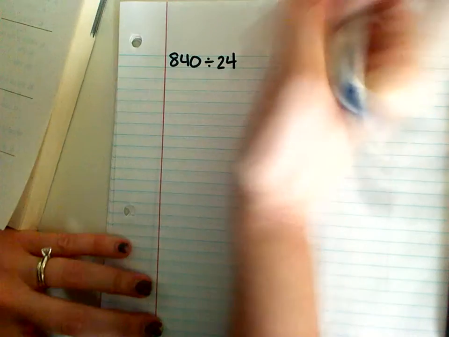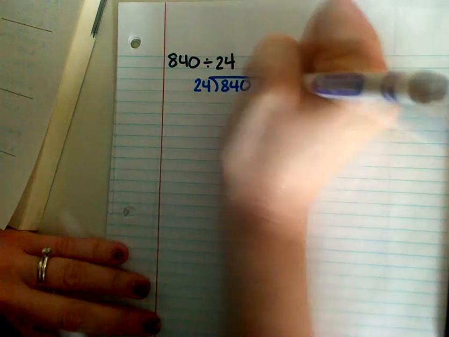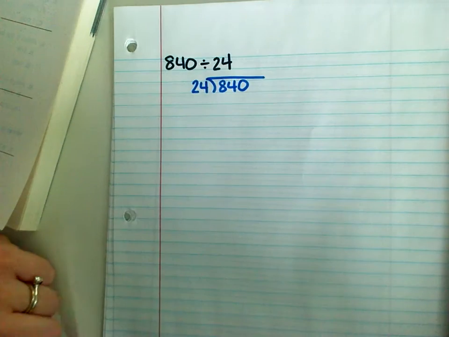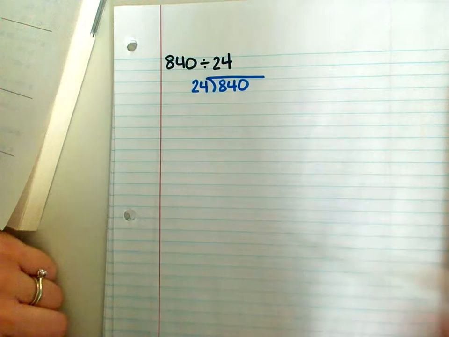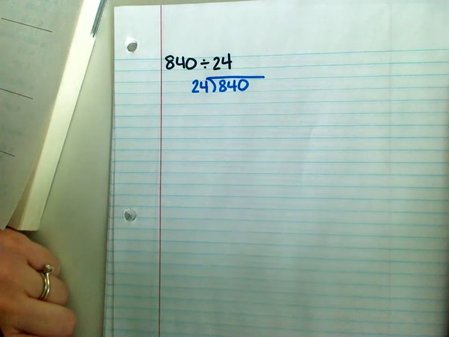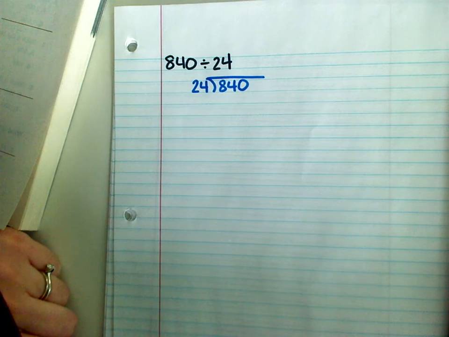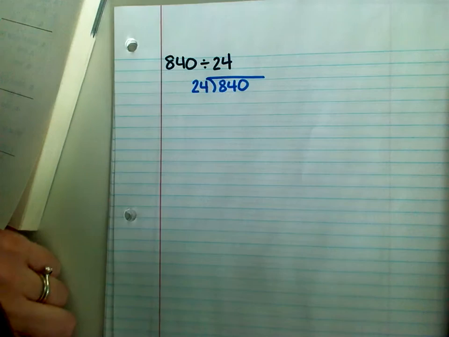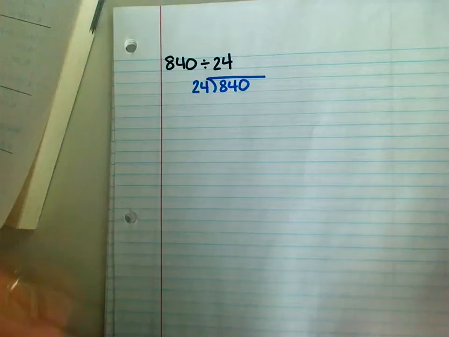Okay, so this one we want to set up differently. We're going to set it up with the 24 on the outside of the house and the 840 on the inside of the house. And we're going to ask ourselves, how many times can 24 go into 84? Now, think about quarters. 24 is close to 25. You know how much 2 25s is, and 3 25s is, and 4 25s is. What do you think we should try first? Sophia? Yeah, let's try multiplying 24 times 3.